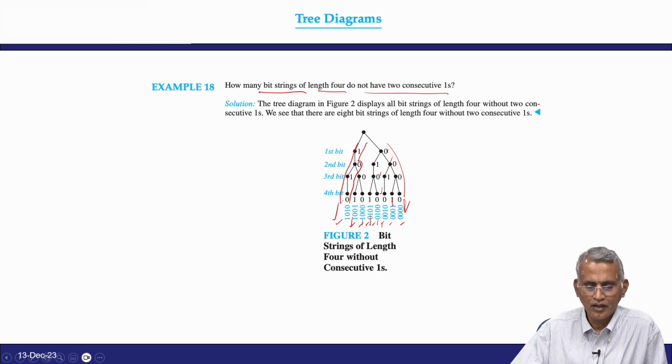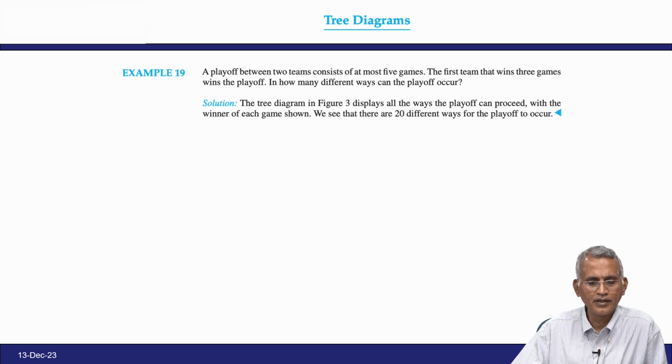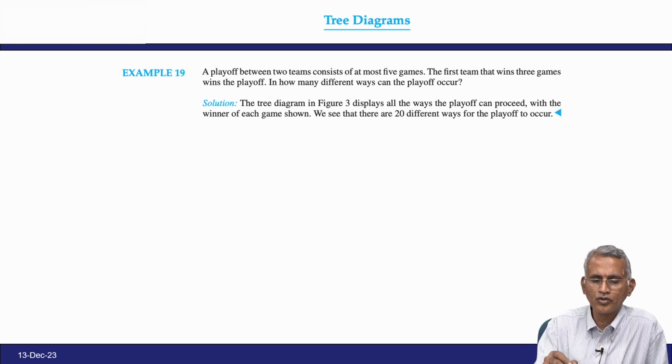Now, this is the corresponding answer to the question. Now, let us go to another example. We have a playoff between 2 teams consisting of at most 5 games. The first team that wins 3 games wins the playoff. In how many different ways can the playoff occur?